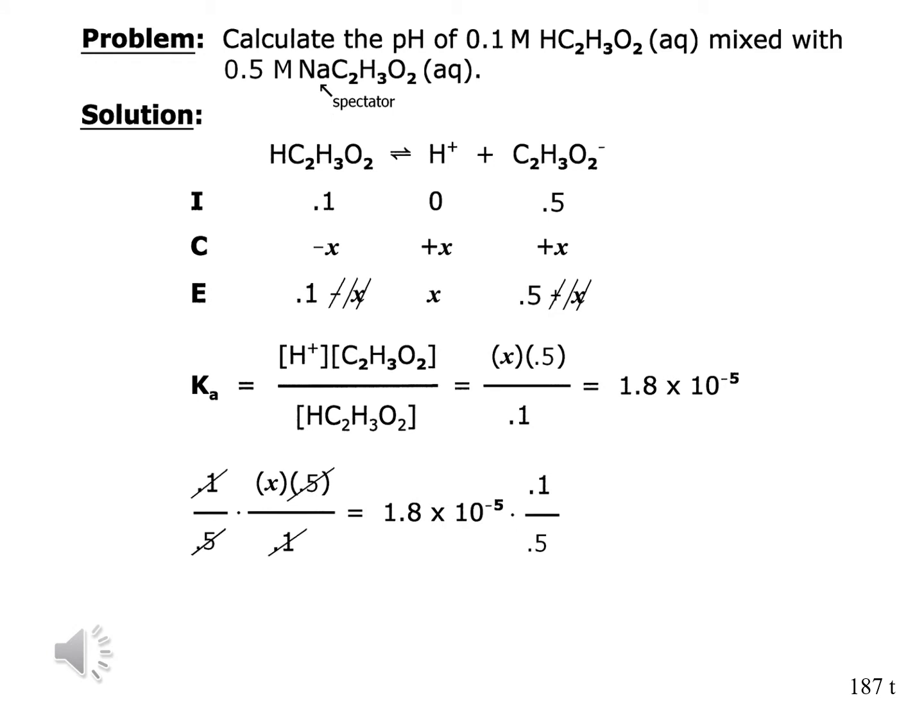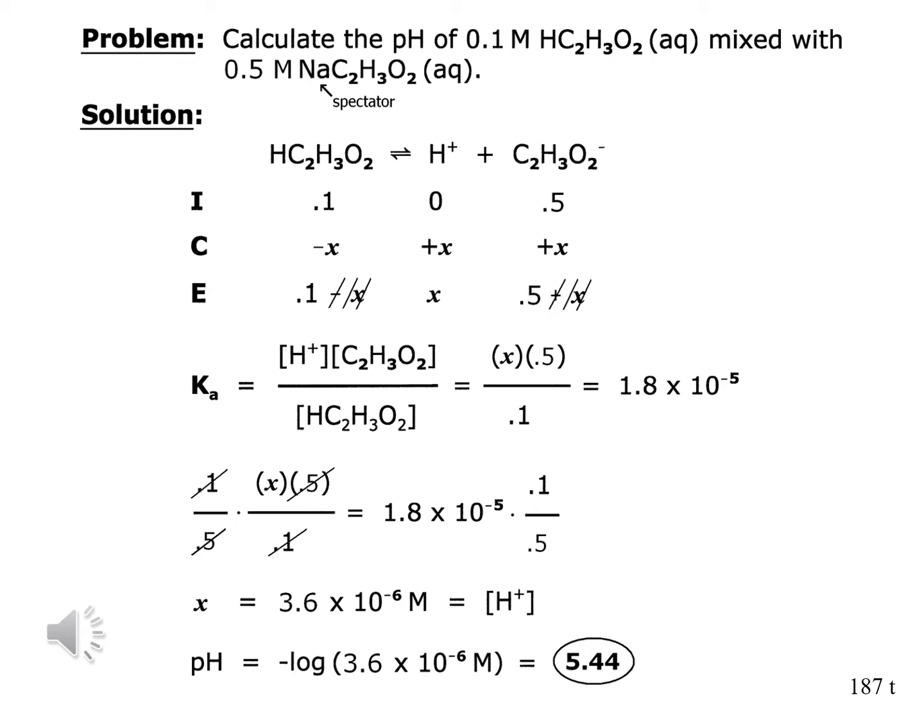Quickest way to do that is to multiply by the exact inverse, 0.1 over 0.5 on both sides, so then everything cancels, and you end up with x or H plus equal to a different value than it was in the previous problem. When you take minus the log, the pH is 5.44. In the previous problem, it was 4.74. The reason it went up again is that we added even more base, and so the pH had to go even higher.